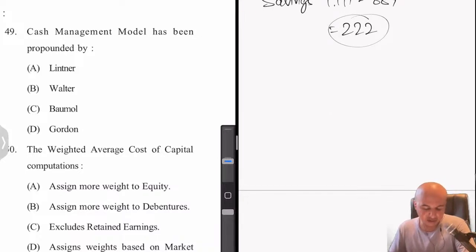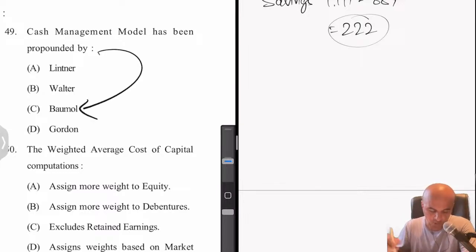The cash management model has been propounded by, again, this is a purely fact-based question. This has nothing to do with understanding. You should know the fact. That's all. The cash model has been propounded by Baumol. So his name is William J. Baumol. In 1952, he came out with this model.